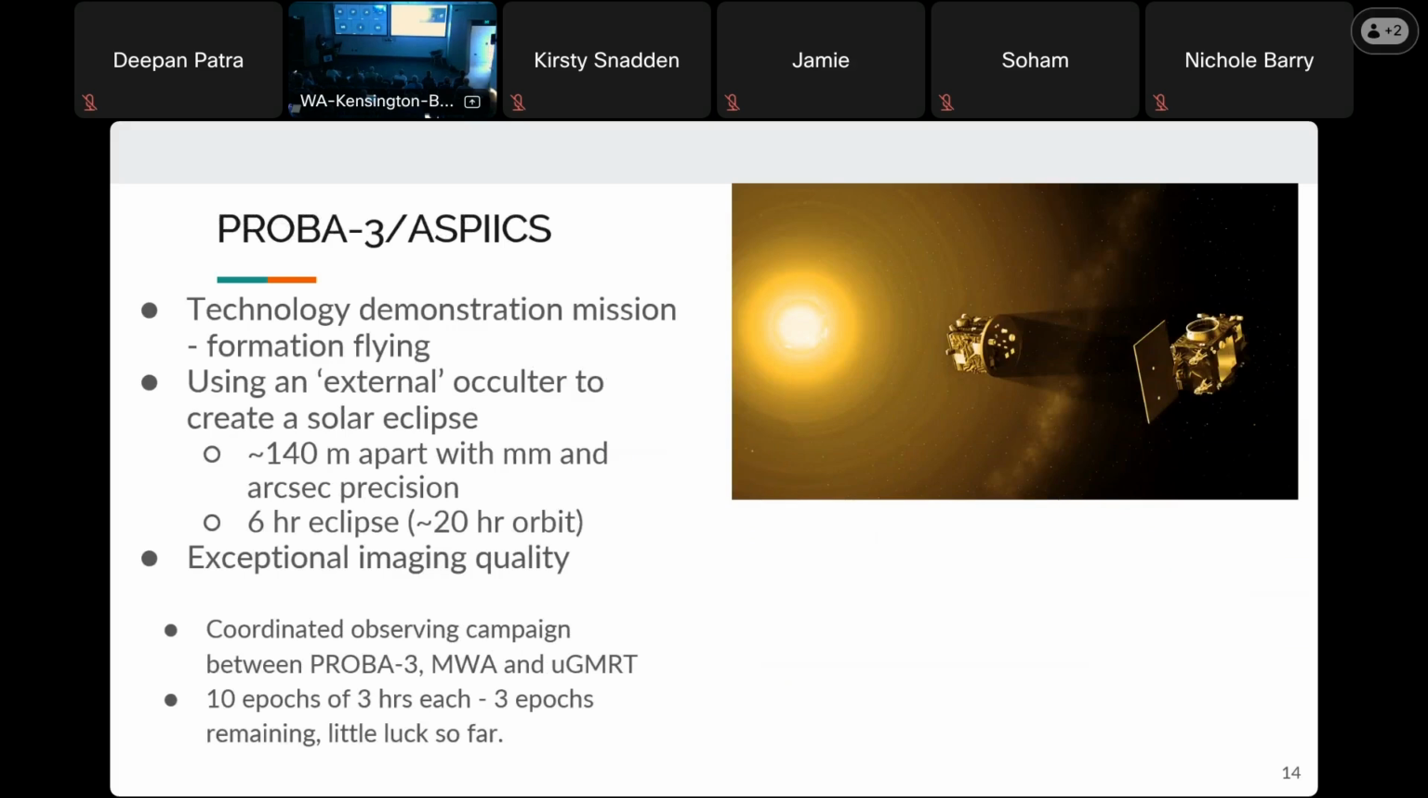Proba 3, I just wanted to spend a word on that. We are running a coordinated observing campaign between Proba 3, MWA, and the GMRT. We have 3 remaining epochs out of 10, but we have not met success yet.